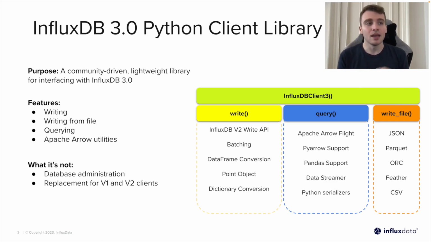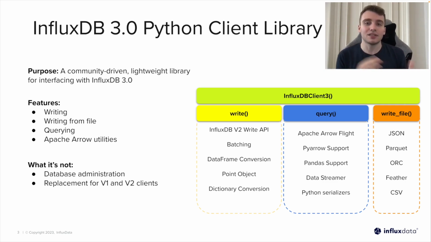Now, querying, this is where a lot of the heavy lifting is being done to make way for the new InfluxDB 3.0. Querying is now based on a new protocol called Apache Arrow Flight. Essentially what this offers is PyArrow support. It also offers near native Pandas support, data streaming for large quantities of data, which we'll talk about more at the end, and the ability to serialize into different Python objects with basically no overhead. This is all thanks to PyArrow and the underlying Arrow memory format.